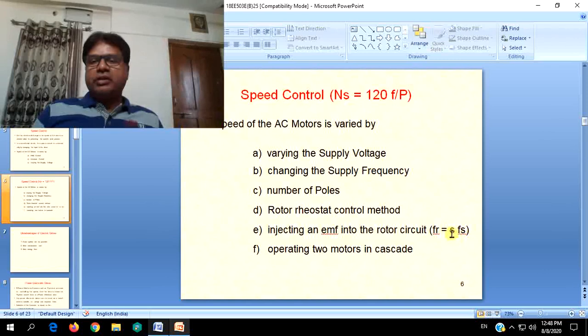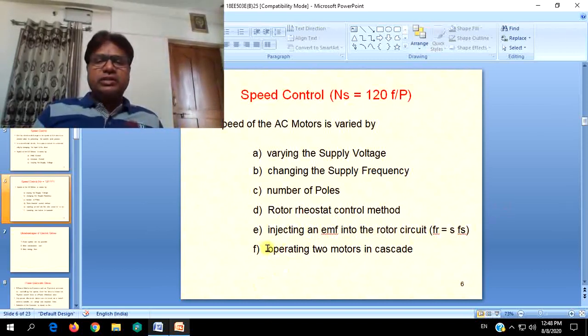If slip S is 0.1 and supply frequency is 50 Hz, obviously Fr will be 0.1 into 50, that is 50 by 10, or 5 Hz. So you have to inject an EMF into the rotor circuit with a frequency of 5 Hz, which can be done by the converters we discussed in the previous session, that is cycloconverters.